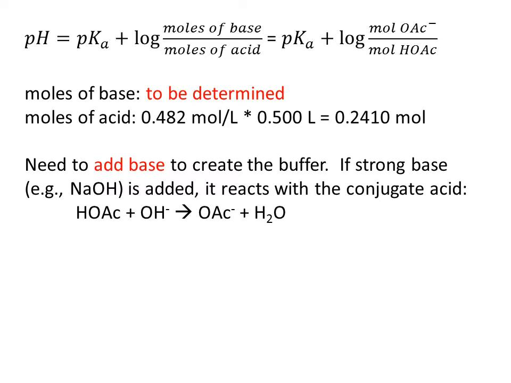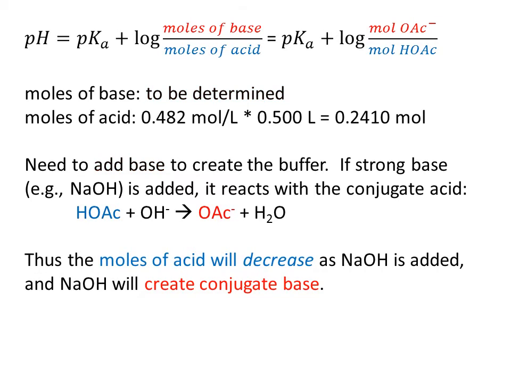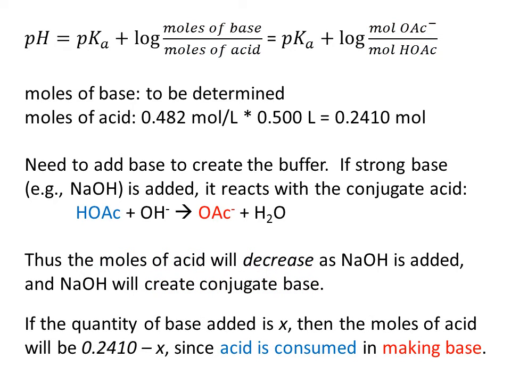If strong base, for example sodium hydroxide, is added, it reacts with the conjugate acid, such that acetic acid plus hydroxide yields acetate plus water. Thus, the moles of acid will decrease as sodium hydroxide is added, and sodium hydroxide will create conjugate base. If the quantity of base added is X, then the moles of acid will be 0.2410 minus X, since acid is consumed in making base.